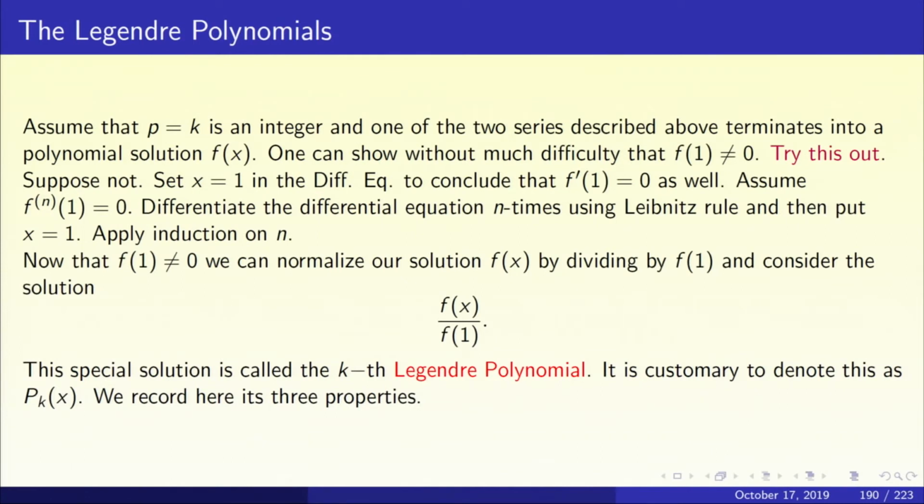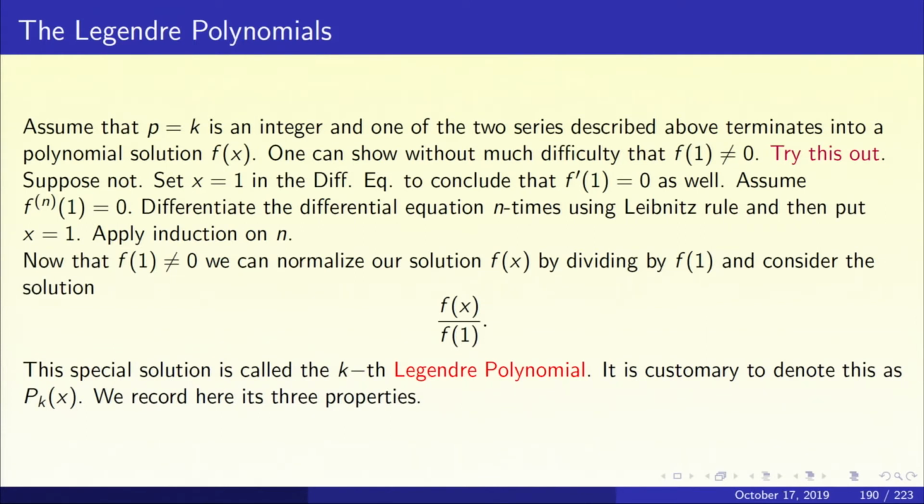Once again, assume that p equal to k is an integer. One of the series described above terminates into a polynomial solution, and this polynomial has degree exactly k. That also we have seen. When p equal to 2, it terminates after the x squared term. When p equal to 3, it terminates after the x cubed term, and so on. So the polynomial has degree exactly k.